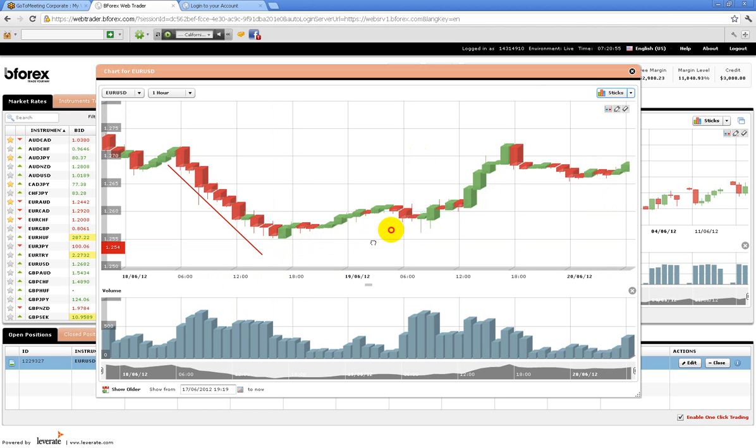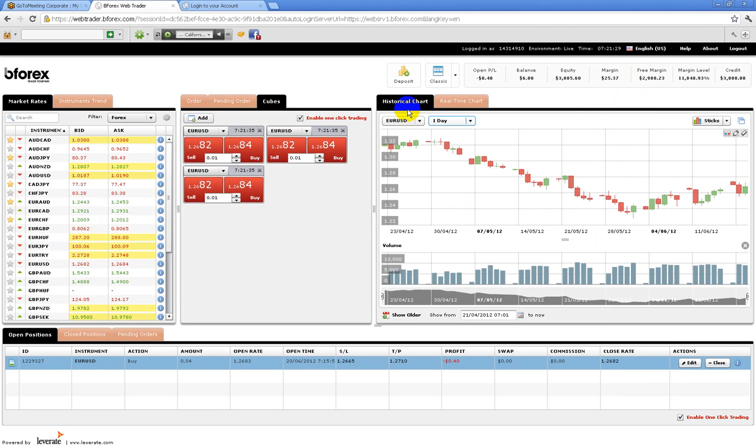So from here to here, the market went up excessively. And from there downwards, it went down. Whenever you see that the market is getting stronger, going up, what you need to do is buy. And when you see that the market is going down, you need to sell. So this is about the historical chart.